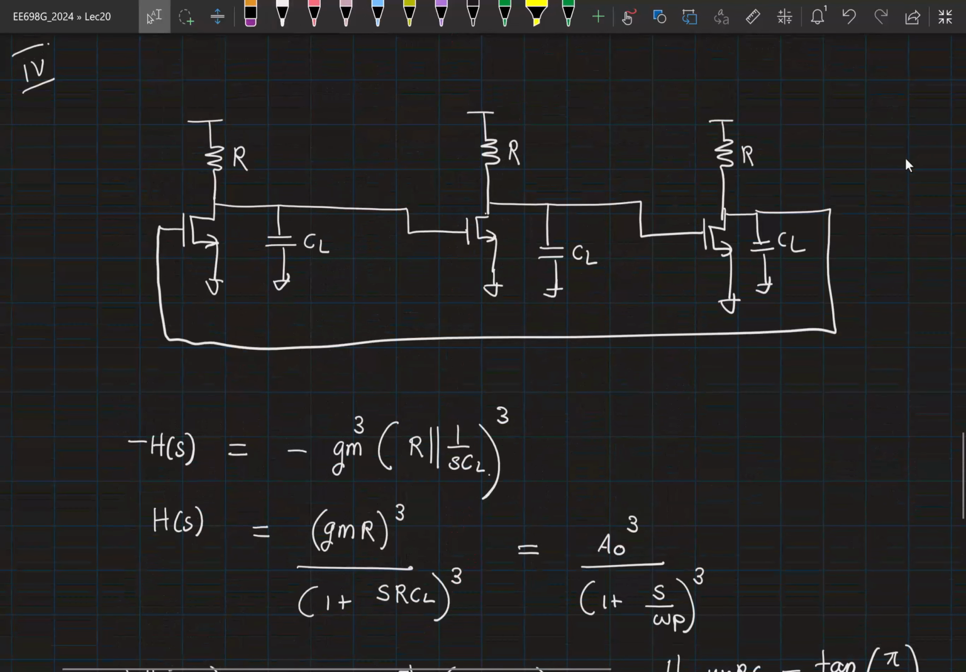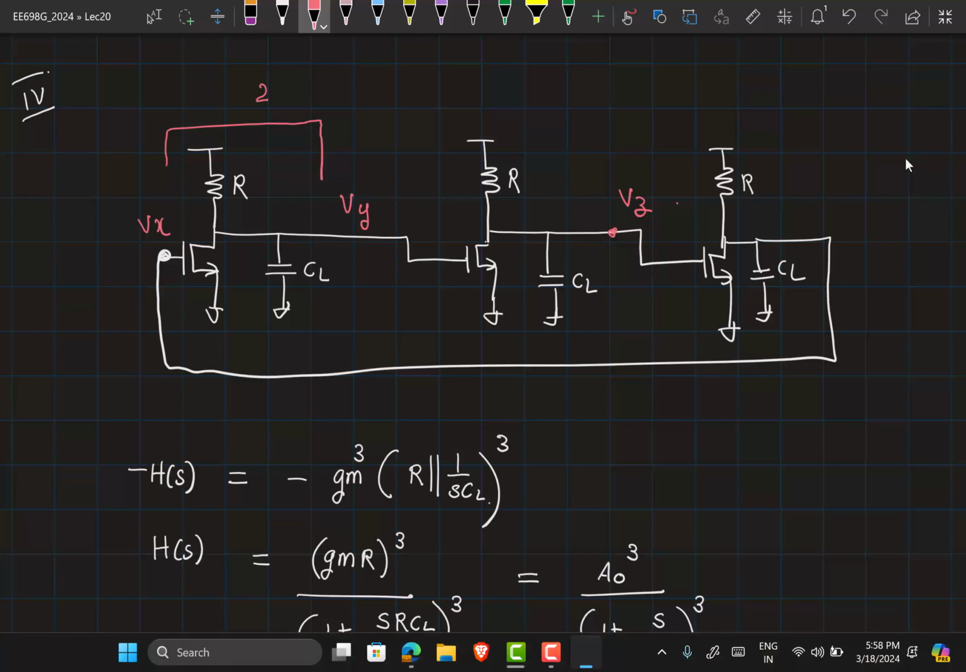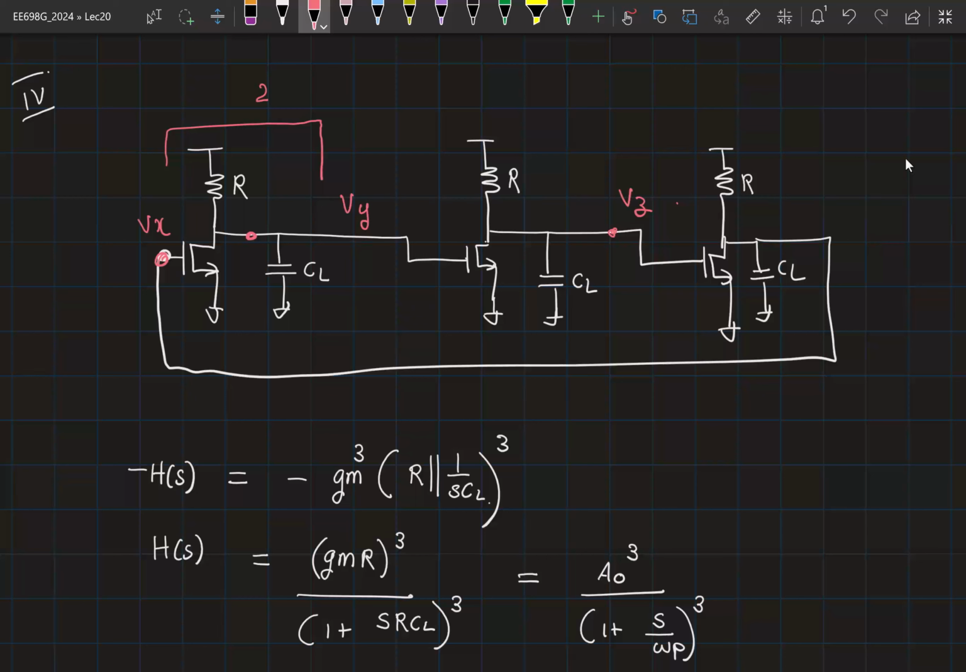Okay. So let me call this node as Vx, this is Vy, and this is Vz. Each stage is providing a gain of 2. Right. How much phase shift is each stage providing? 60 degrees, right? Minus 60 degrees. Now, you also have to remember there is a negative sign from here to here, right? So, if I were to look at Vx and Vy, you will see that the phase shift is either minus 240 degrees or you can also think of it as plus 120 degrees. Is that okay? So, there is a minus 60 degrees phase shift plus a minus sign.